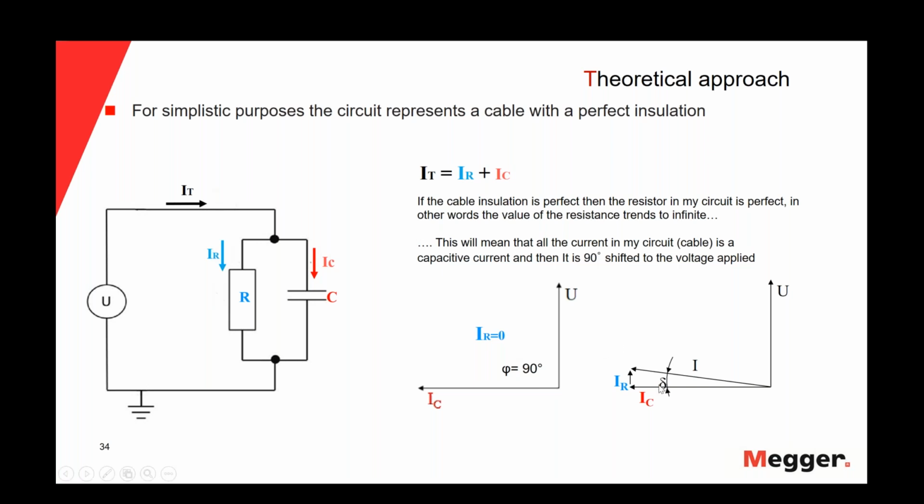So this is the delta angle, and the trigonometric function that correlates the resistive current and the capacitive one is the tan delta. Which means that if I have a very high tan delta, I have a very high resistive current, which means that I am losing insulation. If, on the other hand, I have a really low value of the tan delta, that means that my resistive current is really small, so I have almost a new insulation. This is pretty much the way the tan delta works.